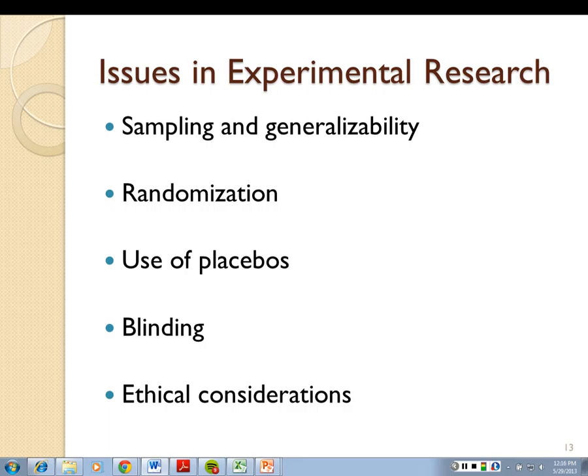Blinding refers to when either the patient or both the patient and the doctor are unaware of which treatment condition the participant is in. In a single blind study, the patient is unaware if they are receiving the experimental treatment or the placebo, and in a double-blind study, neither the patient nor the doctor knows which treatment group the patient is in. Double-blind trials are considered ideal, however it is often difficult.